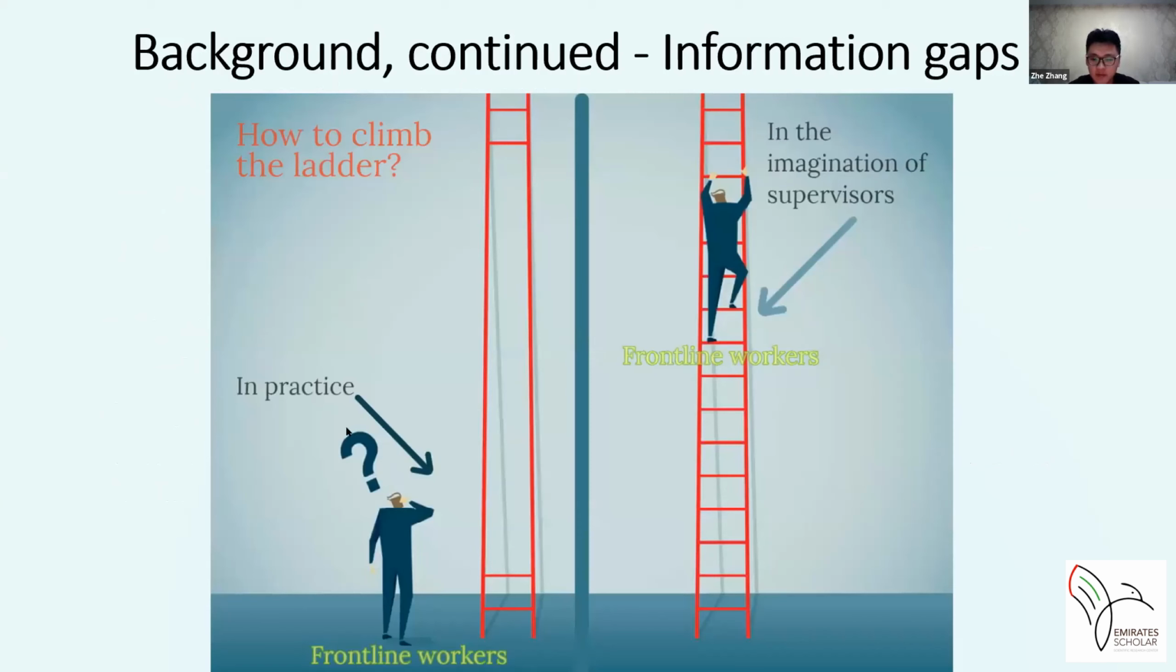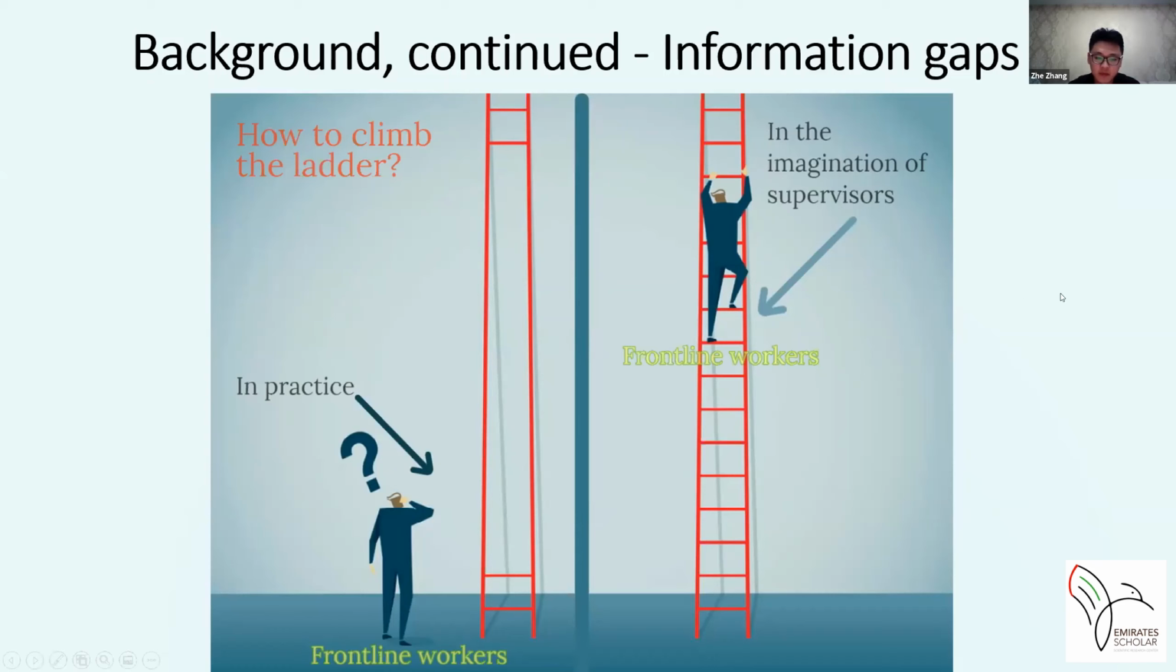As seen in the figure, the left and right side represent two situations with the vertical line in the middle as the dividing line. If we compare climbing the ladder to a construction project, the right part signifies the imagination of supervisors, where every rung of the ladder was taken for granted. The left part symbolizes that some rungs might be missing. Thus, the climbing task seems unachievable for frontline workers.